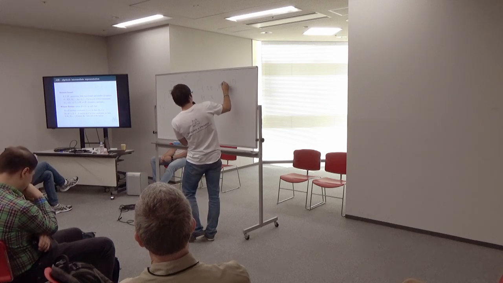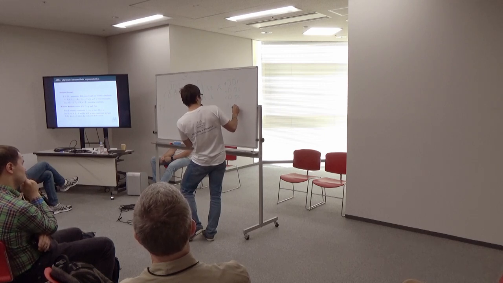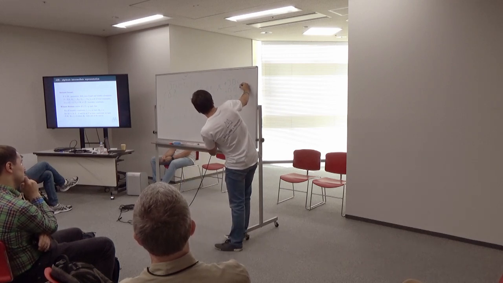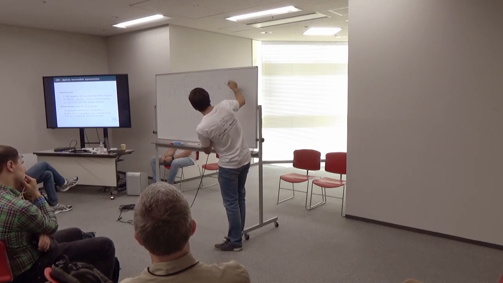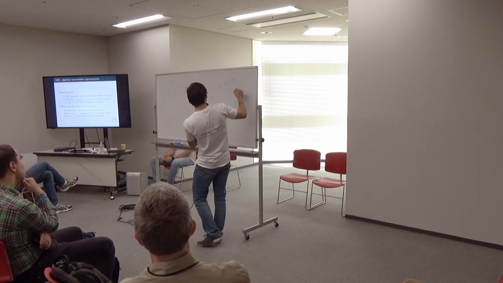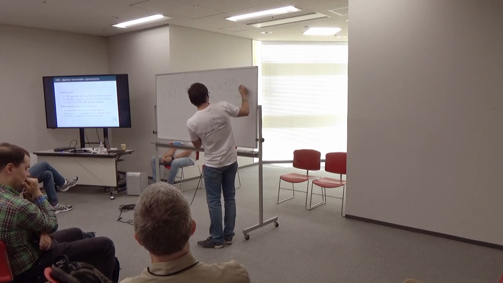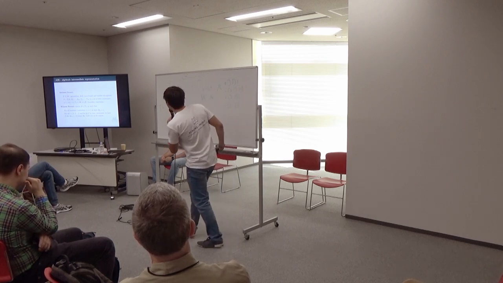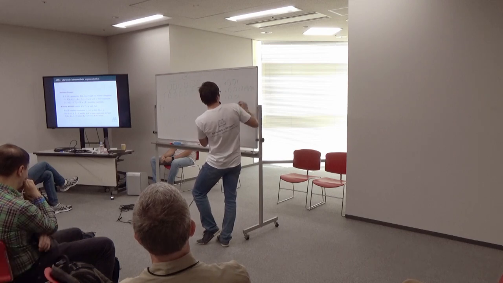So the first register is just 1, 1, 2, and the second is 1, 2, 3, and so on. So the new value of the second register is just the sum of the values in the previous registers, and the function in 2W variables is x1 plus x2 minus y2 is equal to 0.